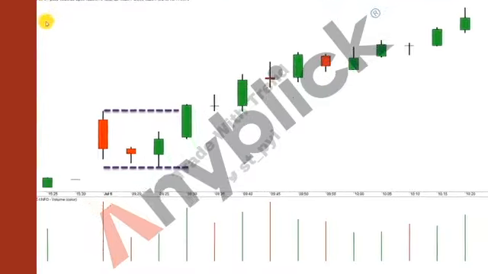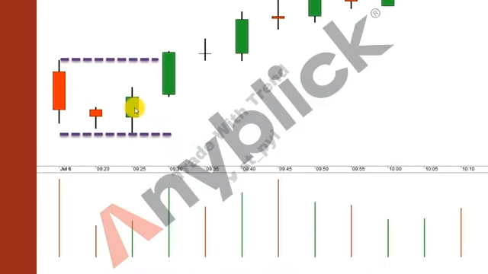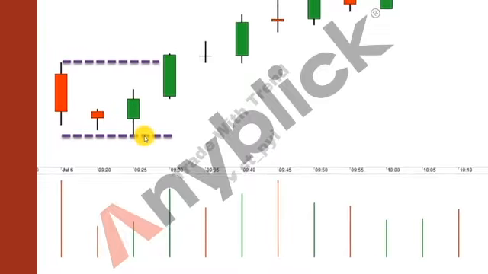Now, this is a 5-minute time frame chart. So these three candles form the first 15-minute range. So this is the high point of the 15-minute range. This is the low point, this candle here. So this becomes the opening range as per the 15-minute time frame chart.